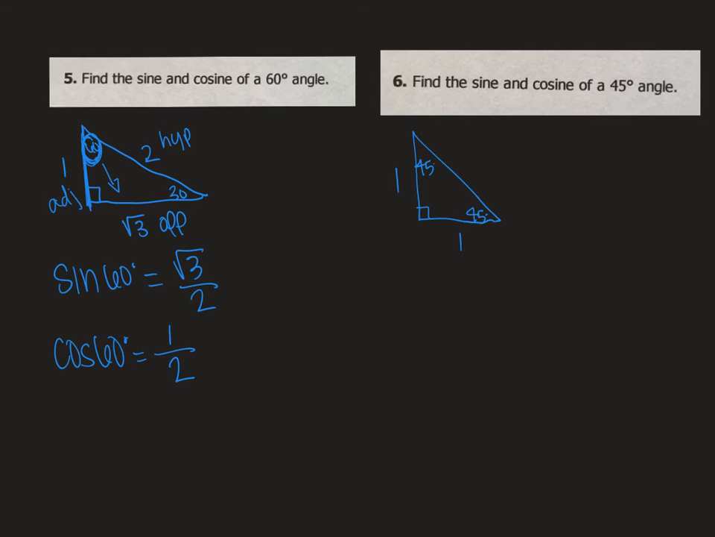So to find our hypotenuse in a 45-45-90, it's your leg times the square root of 2. So 1 times the square root of 2 is just square root 2. For sine and cosine of that 45-degree angle, it doesn't matter which 45-degree angle you pick. I'm just going to use the top one. So my opposite side is this bottom leg. My adjacent side is the leg on the left. And then that square root 2 is my hypotenuse.